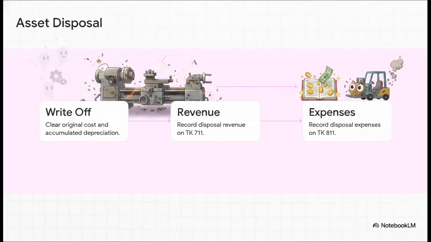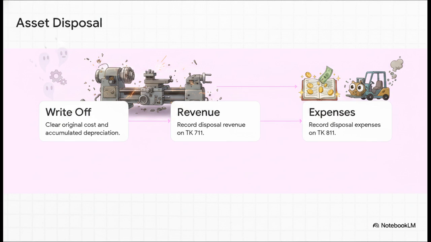the contributions. Okay, let's shift gears from people to machinery, our fixed assets. Look, over time, machines get old, they break down, and they need to be replaced. When we liquidate old machinery, like maybe a worn-out lathe, we follow a really memorable three-step workflow. Step 1, we write the asset completely off the books by removing its original cost from TK211 and clearing out all its accumulated depreciation from TK214.